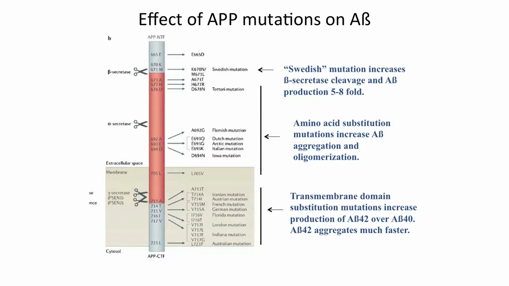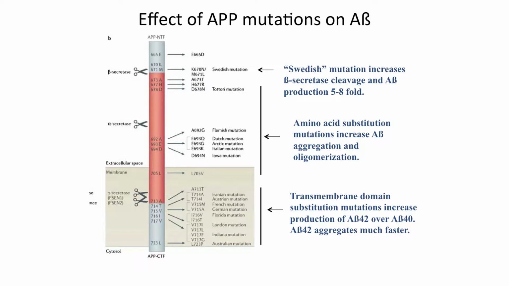Now, this shows you where the mutations lie within the amyloid precursor protein. So there's basically 3 different classes of mutations. There's mutations that occur at this beta cleavage site. So see these clever little scissors. This is the enzyme that cuts on the amino terminal side.